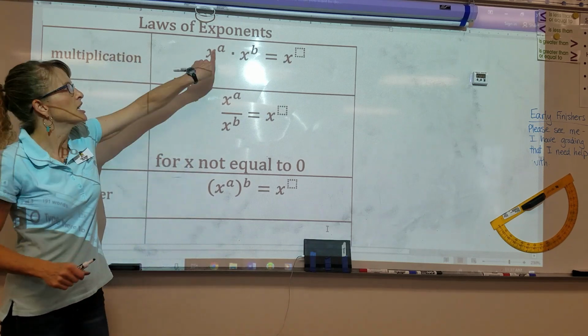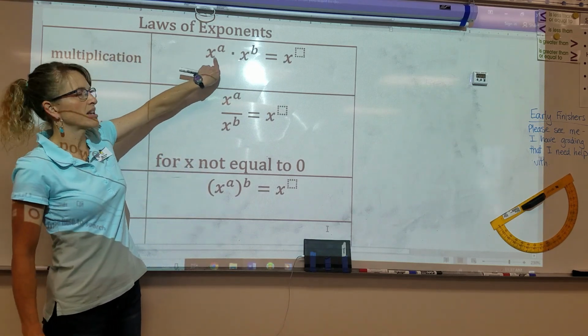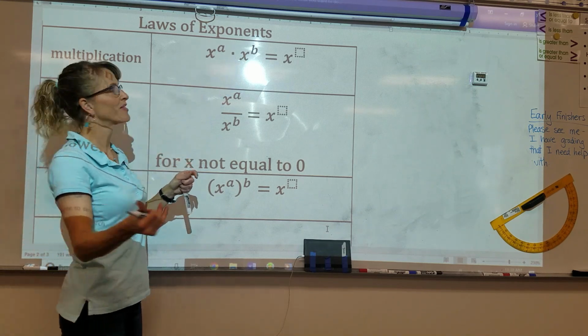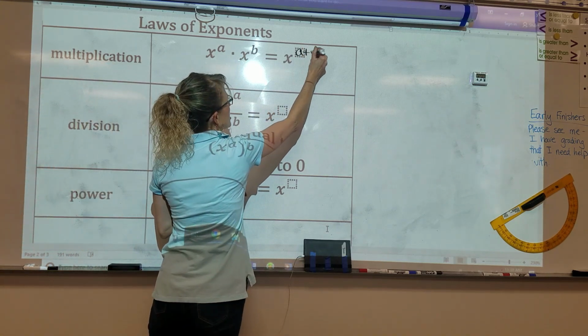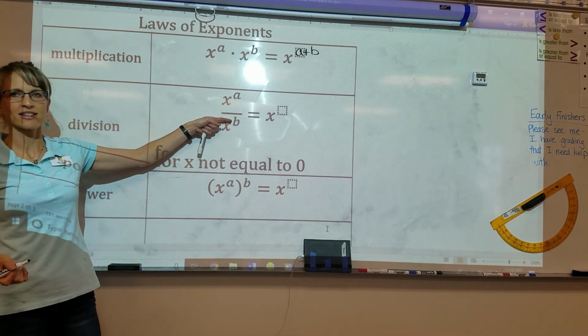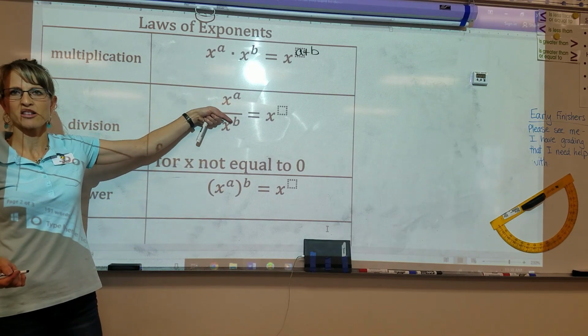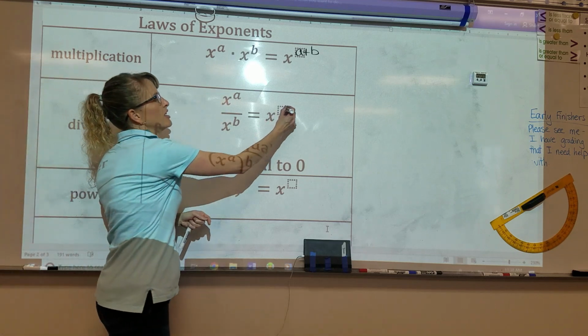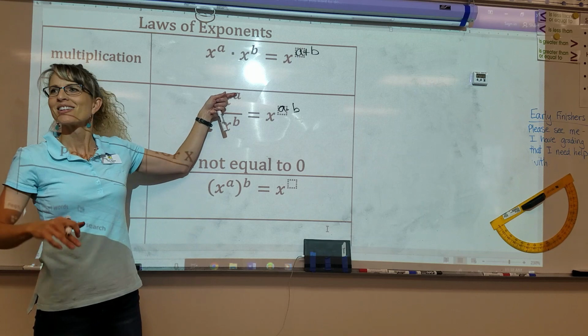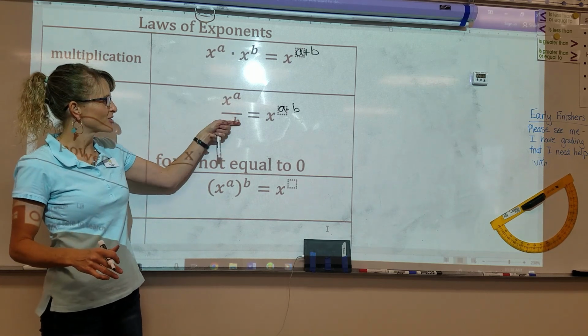really clear on it. When we multiply bases, you add the exponents. What do we do to the exponents? Get ready? Add. A plus B. When you divide, you subtract the exponents. Top minus the bottom. We'll go A minus B. What do we do to our exponents? Get ready? Subtract, or A minus B.